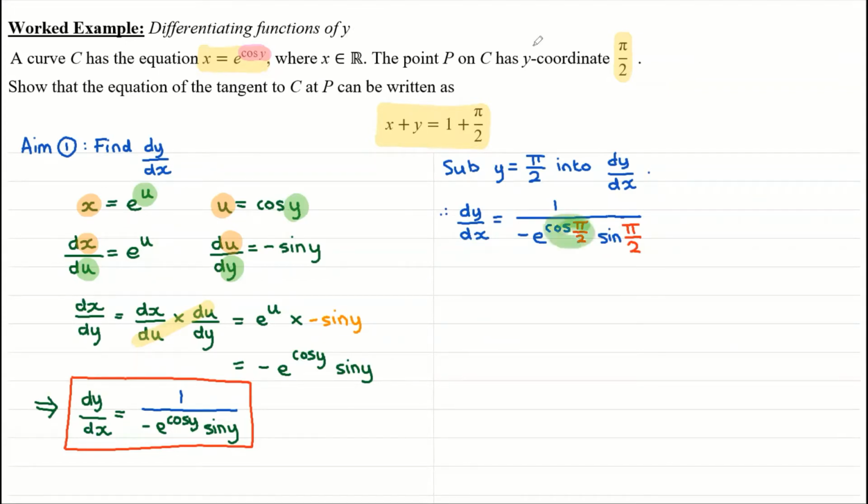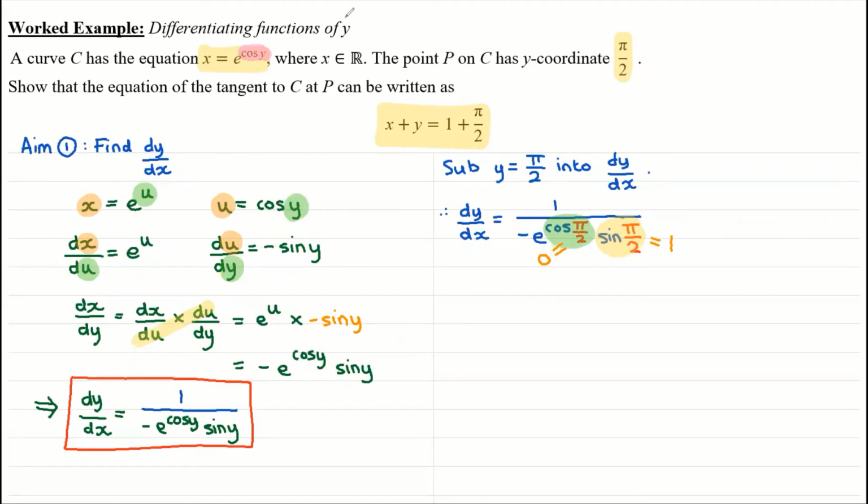Remember, pi over 2 is, of course, 90 degrees. So what's the cosine of 90 degrees? Well, that's going to be 0, isn't it? So we know that that part is equal to 0. And sine of pi over 2 is where the maximum of sine occurs, or local maximum. So that's equal to 1. So nice numbers, nothing too complicated.